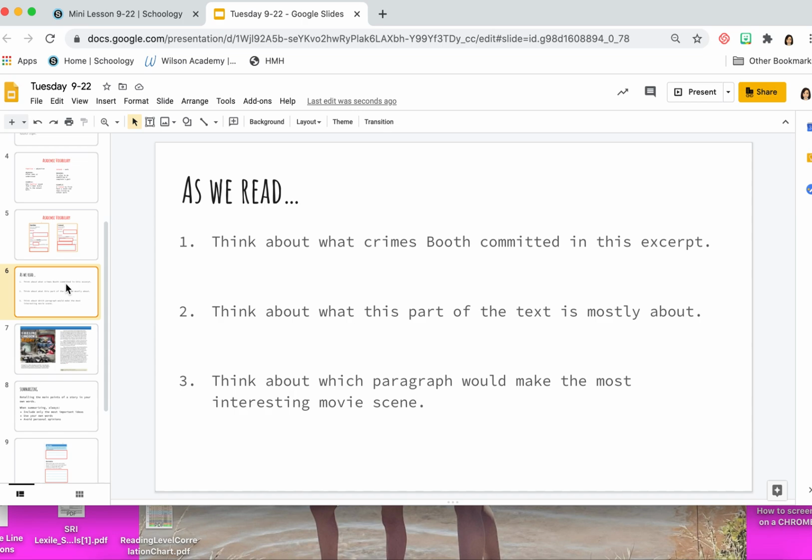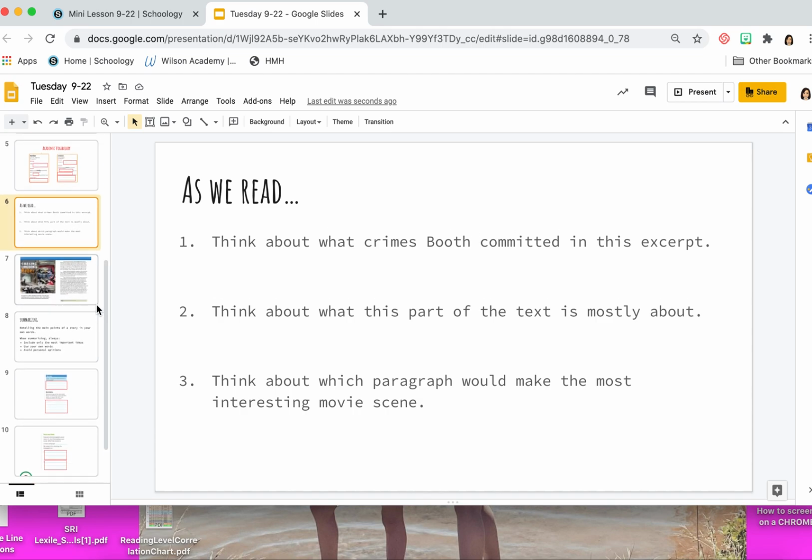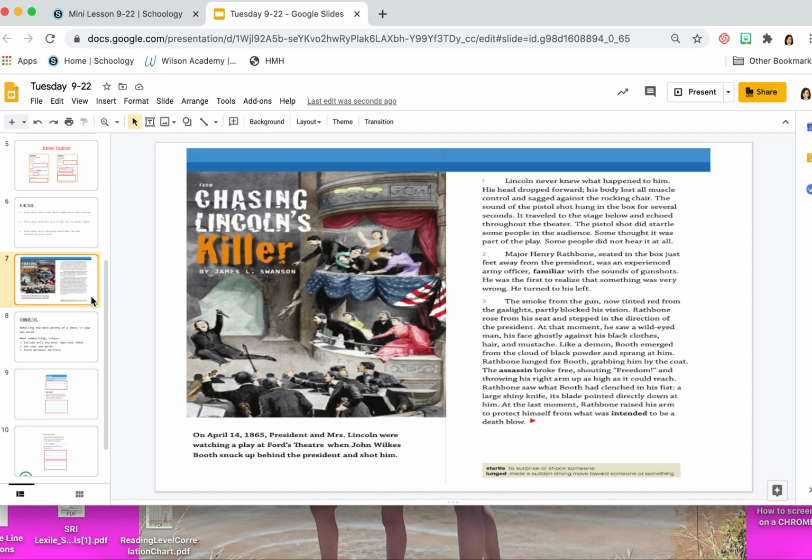So as we read, I want you guys to think about the crimes that Booth committed in the excerpt that we're going to read today. Think about what this part of the text is mostly about, and then think about which paragraph would make the most interesting movie scene. Okay? So those are the 3 things I want you to think about as we read. Now, as you can see, the story does continue onto another page, but we will take a look at that tomorrow.